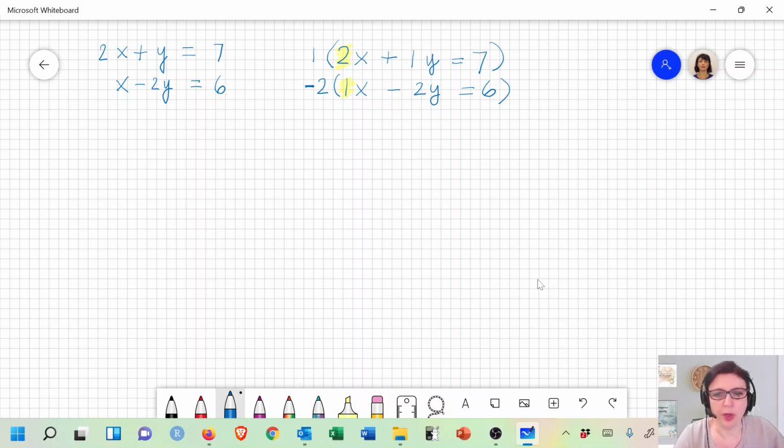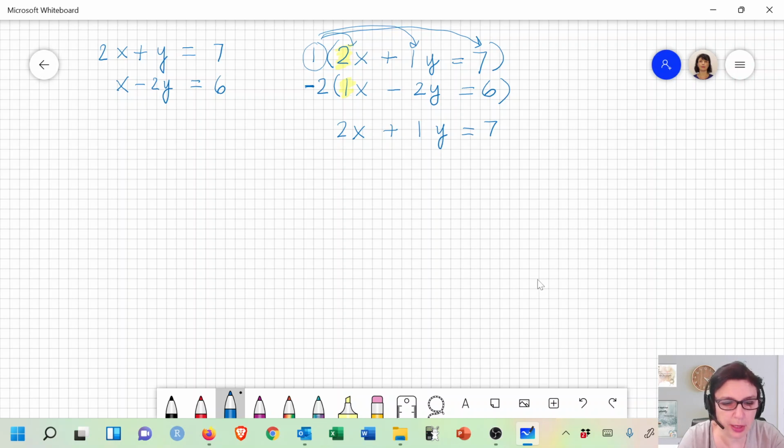So what's going to happen once you multiply? You're going to have to distribute that number that you're multiplying to all the terms. But multiplying by 1 doesn't really change anything, because when you times anything by 1, it doesn't change. So the first equation will not change. It's just going to stay 2x plus 1y equals 7. On the second one, though, you have to take that negative 2 and multiply everything by it. So here and here and here.